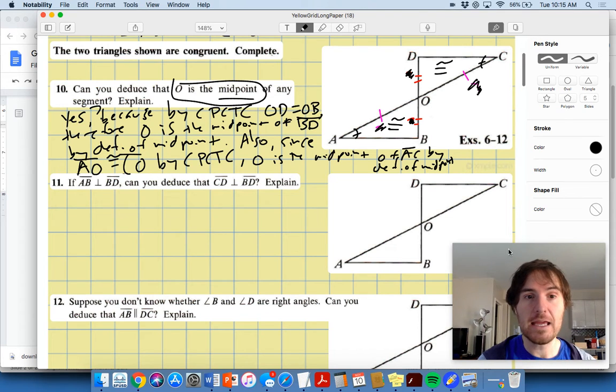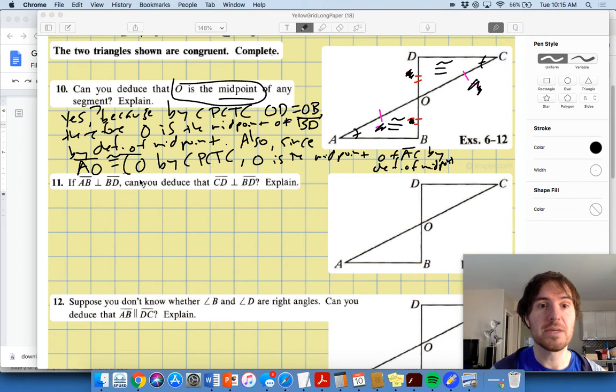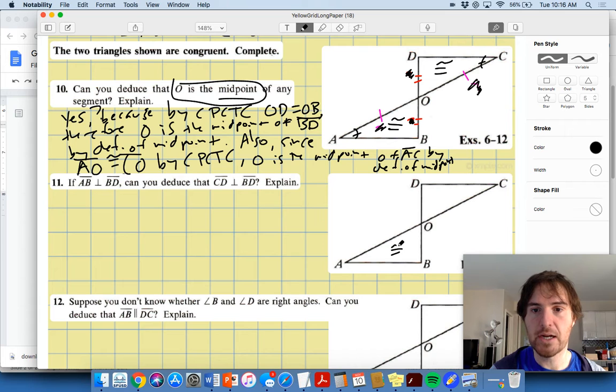All right. If AB is perpendicular to BD, then you can deduce that segment CD is perpendicular to segment BD. Explain. The two triangles are congruent. Complete. Okay. So remember at the beginning here, they gave us that these two triangles were congruent. So let's check it out here. Congruent. Does that matter at all in this problem? I don't think it really does. Let's see here. Oh, actually it does. Yes, it does.